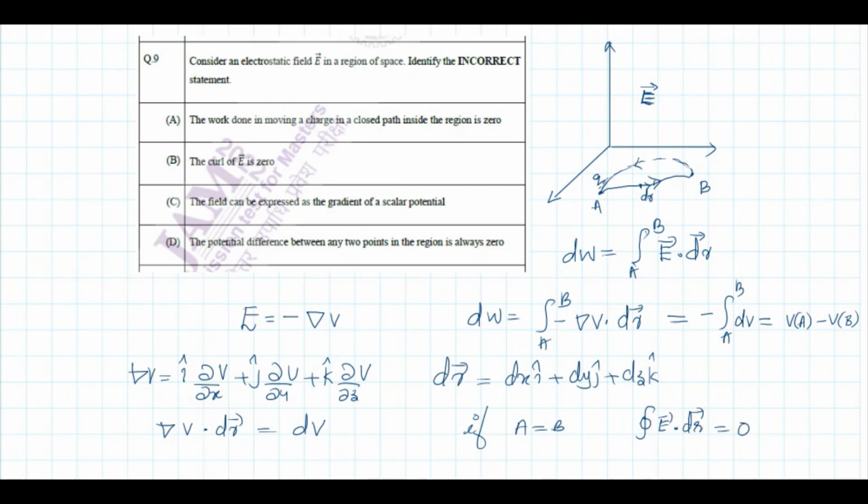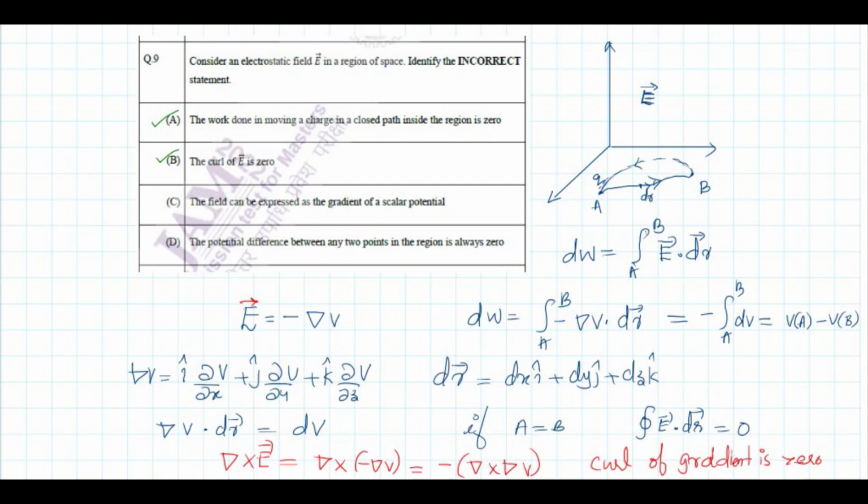Curl of E is 0. We know that for an electrostatic field, E is equal to minus del V. And what about del cross E? Del cross E is del cross minus del V, and it is minus of del cross del V. Curl of gradient is always 0. That is the standard identity. So for an electrostatic field, the curl of E is 0. This is the correct option.